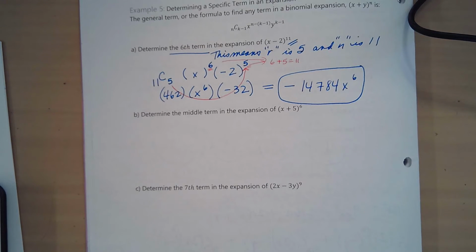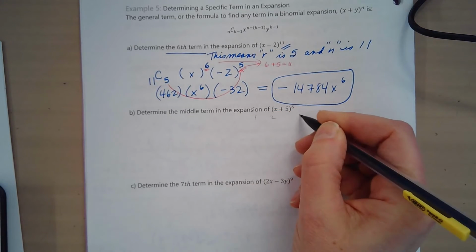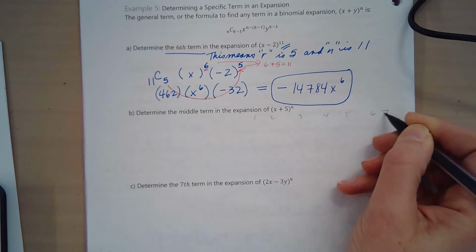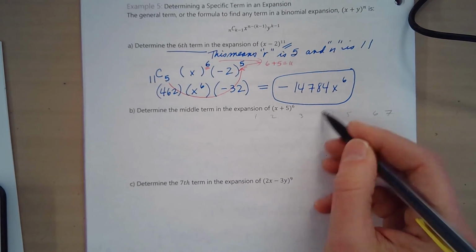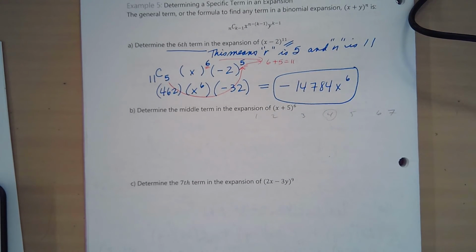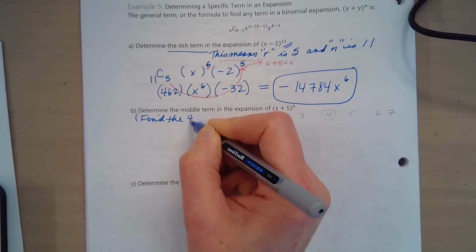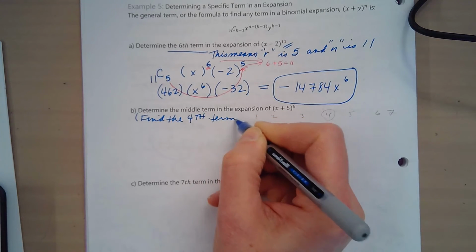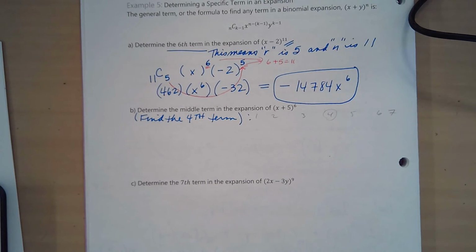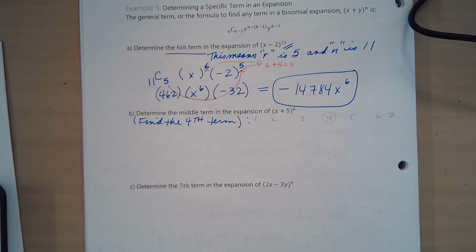You're not given a term number, but you know how many members are in the expansion. Okay, n is 6. How many members will there be? 7, right? So, I mean, you could even list them out. 1, 2, 3, 4, 5, 6, 7. Which guy is the middle term? The 4th. So you're looking for the 4th term. Find the 4th term. Okay, if I tell you to find the 4th term, you know what n is. N is 6. You should know what R is.